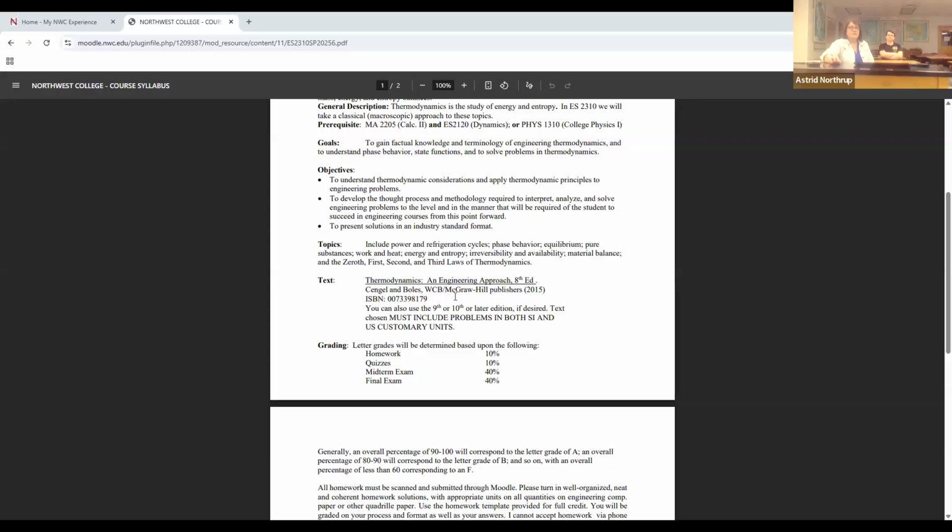All right. So continuing, like I said, thermodynamics, the recommended text is the 8th edition. But if you want to use the 9th or 10th, even the 7th or 6th, it is fine. But as it says, it must include problems in both SI and US customary units. And I can't translate for you. The material in the textbook is not conducive if you get the SI text only. So don't get the SI text.